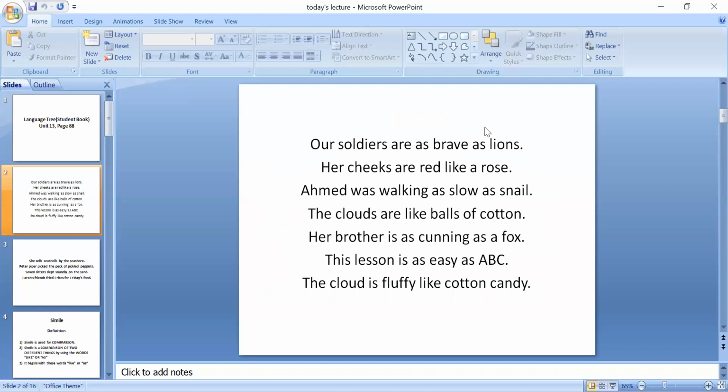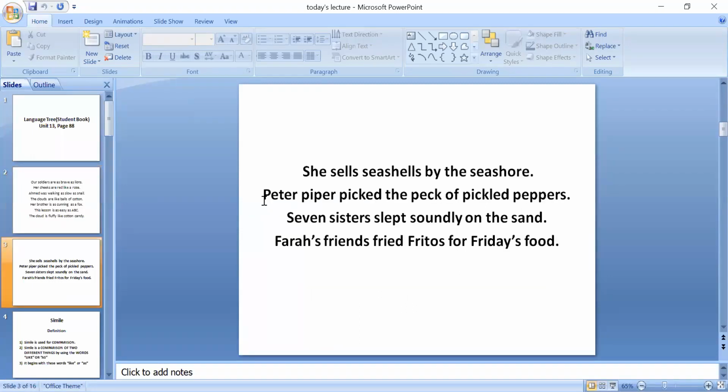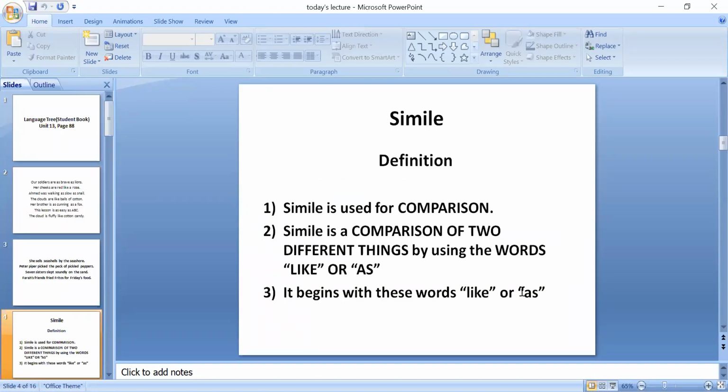I told you examples yesterday. Soldiers are compared to lions. Cheeks are compared to rose. In the same way we are comparing two different things. You can see soldiers and lions. These are two nouns, and they are totally different. Cheeks and rose are also two different things. So we are comparing one thing with the other. Got it? And we are using these words, as or like. So it begins with these words, like or as.